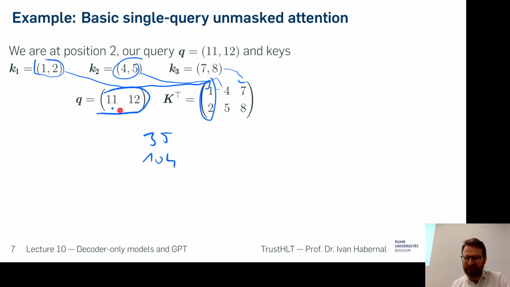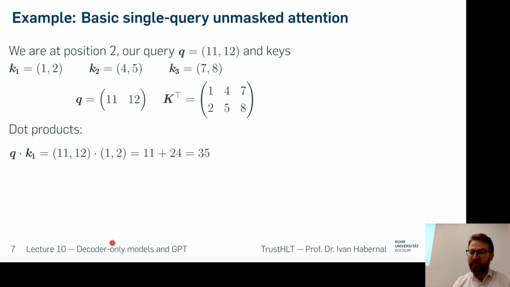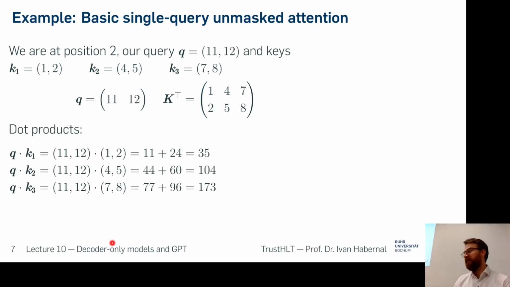Okay, wow, interesting. What is the dot product for K3? So 11 times 7, wow, that hurts. 77 plus 8 times 12 is 80. I give up. So what is some number? 34 was correct, good. 104 was correct. And if you do the math, you have 173.